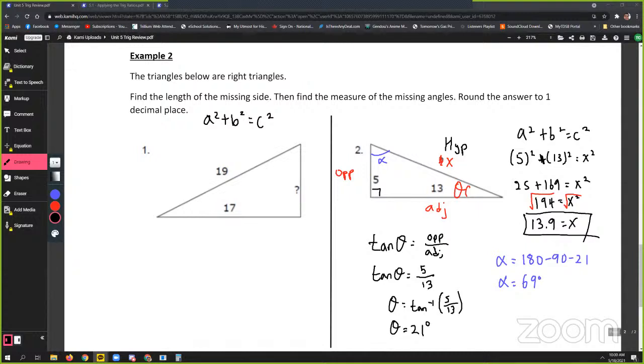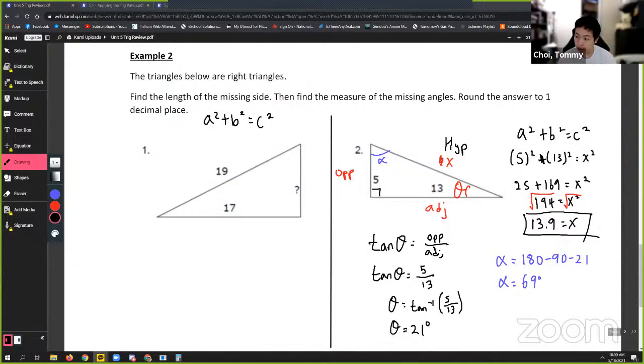Mister, I have a question. In Pythagorean theorem, can I use the formula that A is equal to the square root of C squared minus B squared? Yep, that's what you should be using for this question.